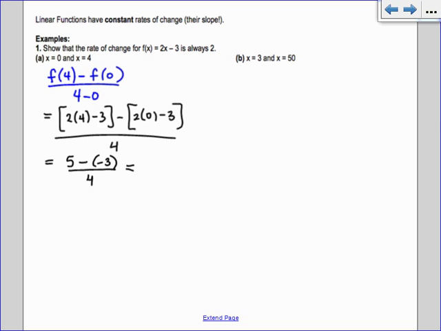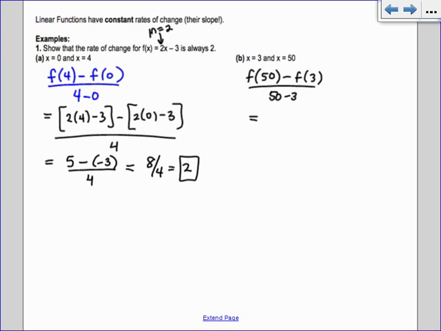So we end up getting 5 plus 3, which is 8 over 4, so we do end up getting 2. So that's exactly what we thought it was going to be, because the slope, right, is 2. I know, spoiler alert. So this next one's going to be the same thing. So if I do f of 50 minus f of 3 all over 50 minus 3, I should get 2.